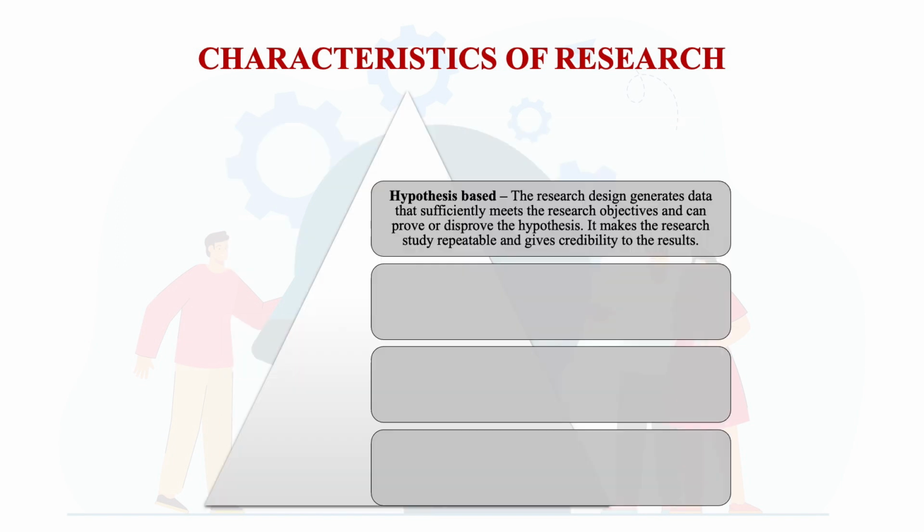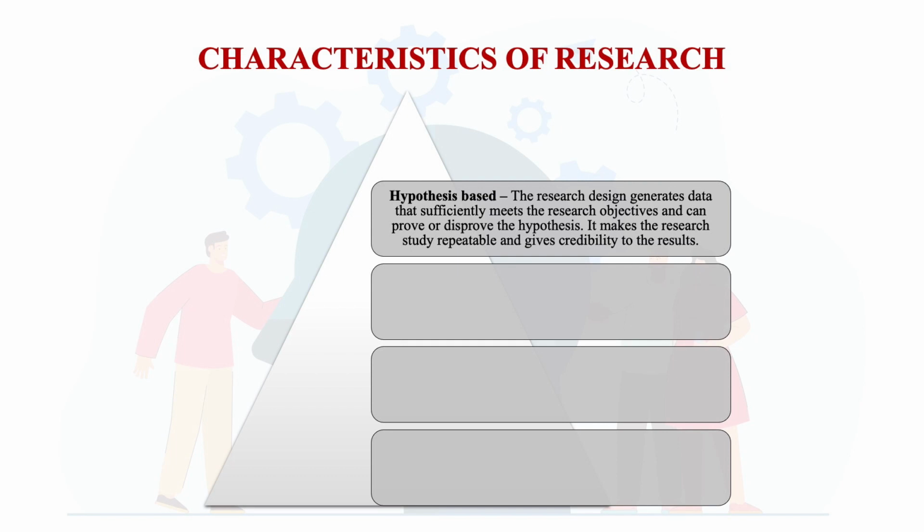Characteristic of research: there are hypothesis-based research. The design generates data that sufficiently meets the research objectives and can prove or disprove the hypothesis. Most research, especially in the physical sciences, works with a hypothesis. In social science also, a hypothesis means you assume certain thinking before going to the field, whether this is what is happening. Based on your data, you either nullify or establish the hypothesis. It makes a research study repeatable and gives credibility to the result.